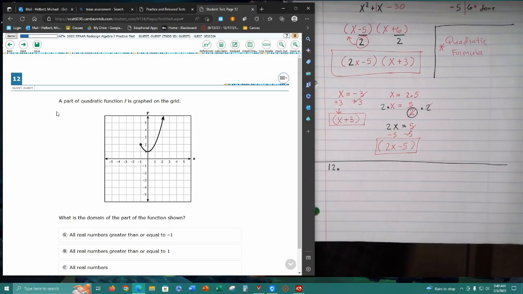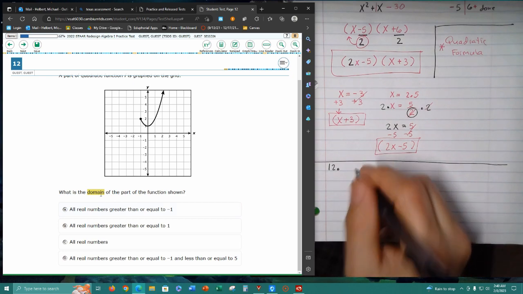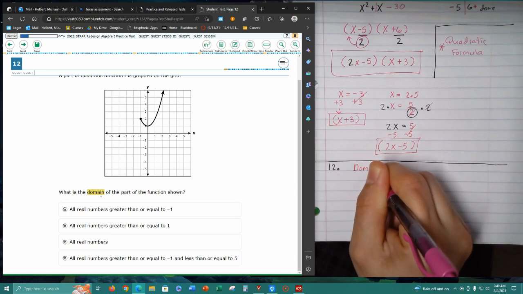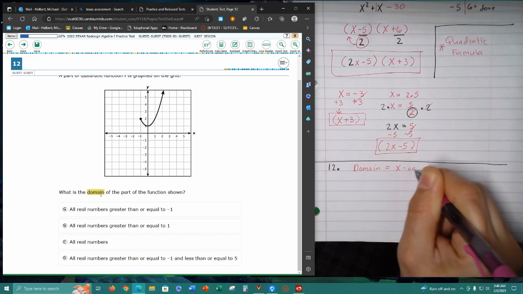Problem number 12, notice it says a part of a quadratic function f is graphed on the grid. What is the domain of the part of the function shown? So just remember that when we talk about domain, we're talking about our x values. So I need you to remember that on number 12, domain is equal to x values.